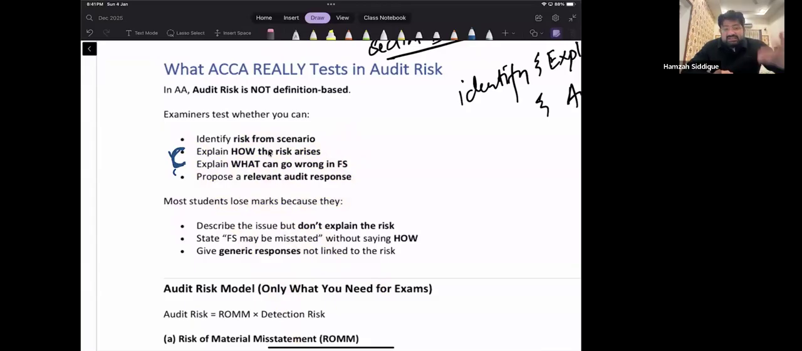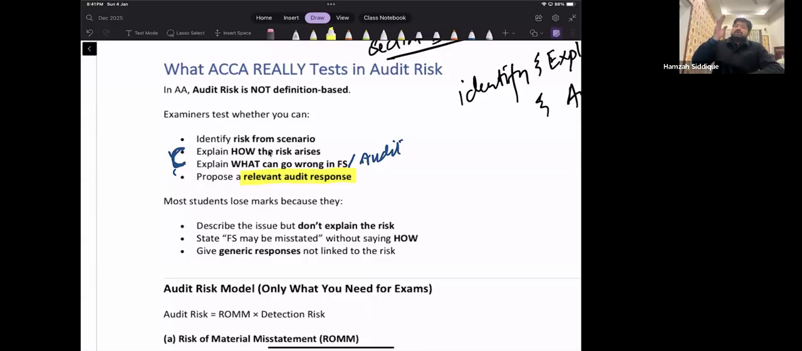That is, how this risk is arising from this situation that I am calling a certain issue or audit risk. How is it arising, and what can go wrong in the financial statements or audit? You have to elaborate. And then you will be giving the audit response, but how to draft it, we will be talking about it.